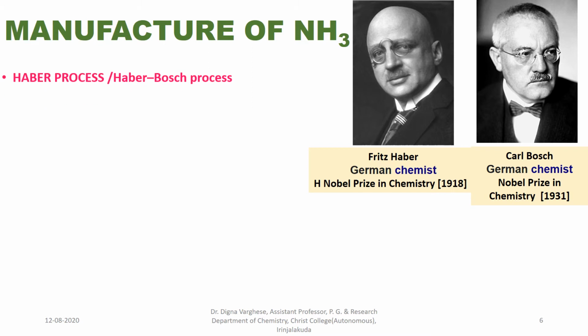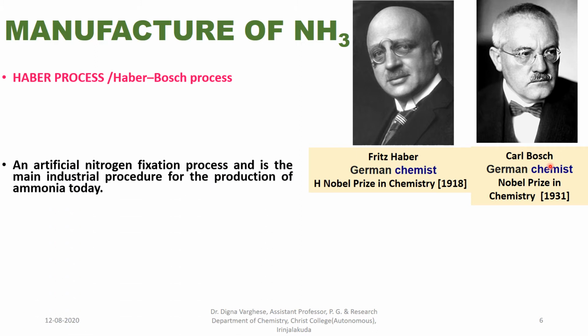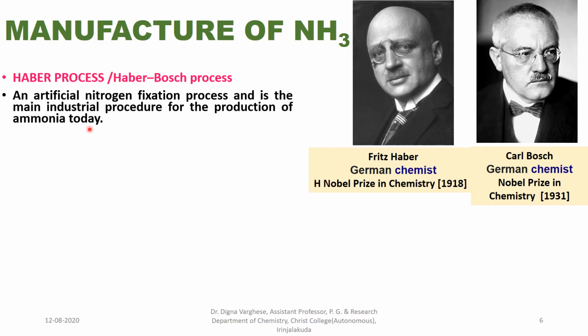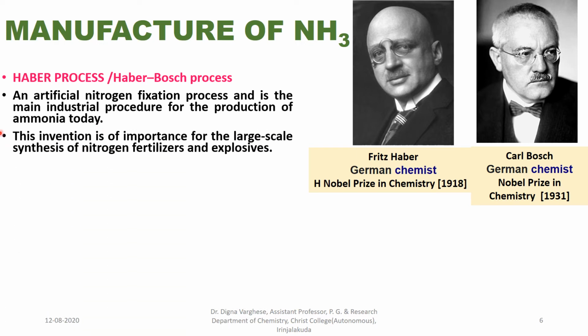Manufacture of ammonia. The process is known as Haber process or Haber-Bosch process. Fritz Haber was a German chemist. He got the Nobel Prize in Chemistry in 1918, and Carl Bosch was also a German chemist. He got the Nobel Prize in Chemistry in 1931. Haber process was an artificial nitrogen fixation process and is the main industrial procedure for the production of ammonia today. This invention is of importance for the large-scale synthesis of nitrogen fertilizers and explosives.